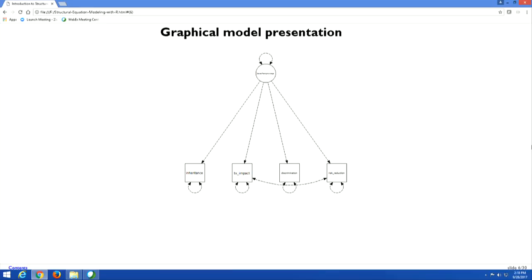On top there, you see a circle or an oval. Whenever you see a circle or an oval shape, that's typically the latent variable, the theoretical construct that you're interested in measuring. You see these squares at the bottom here. Whenever you see a square, that's typically a manifest variable, or what's sometimes called an indicator variable. Those are variables you actually can measure and that you took measurements on from your sample.